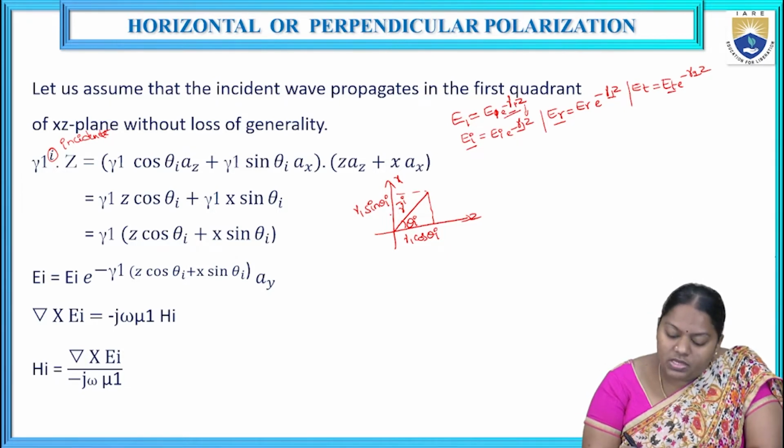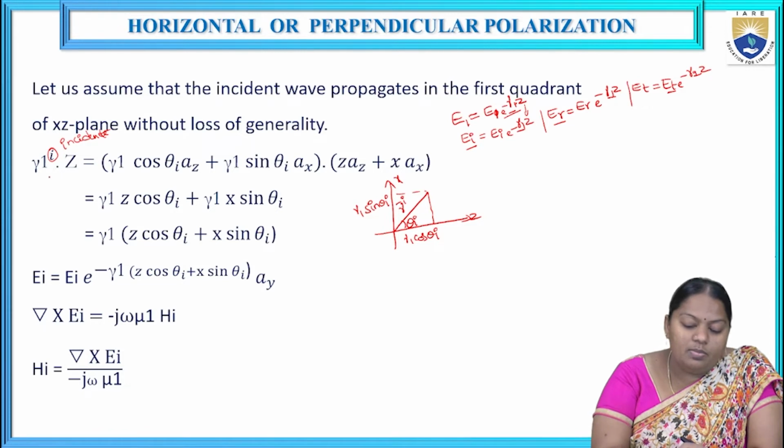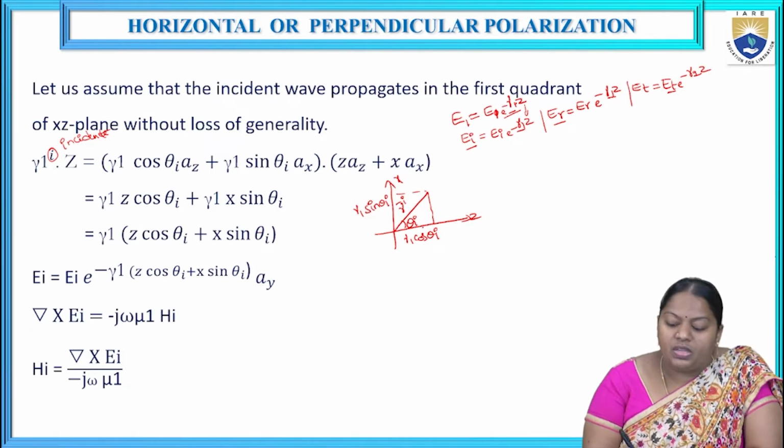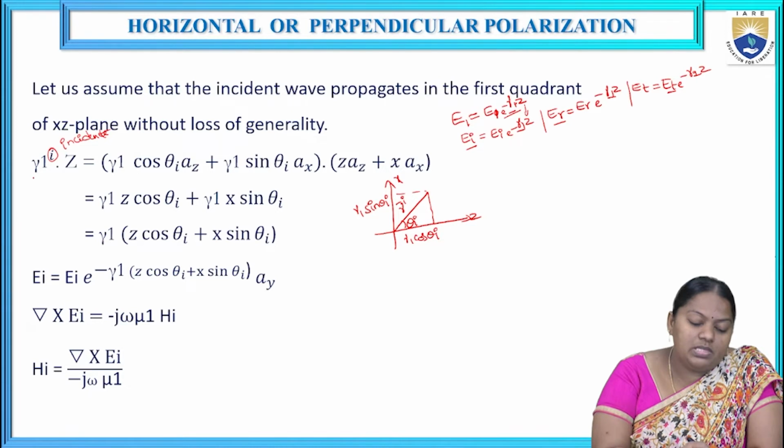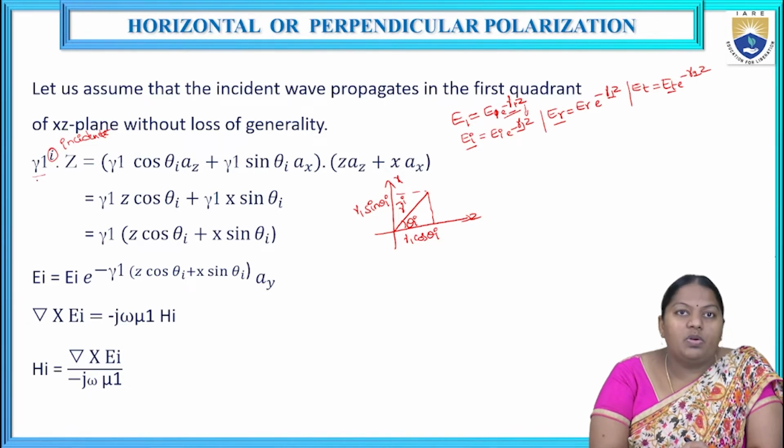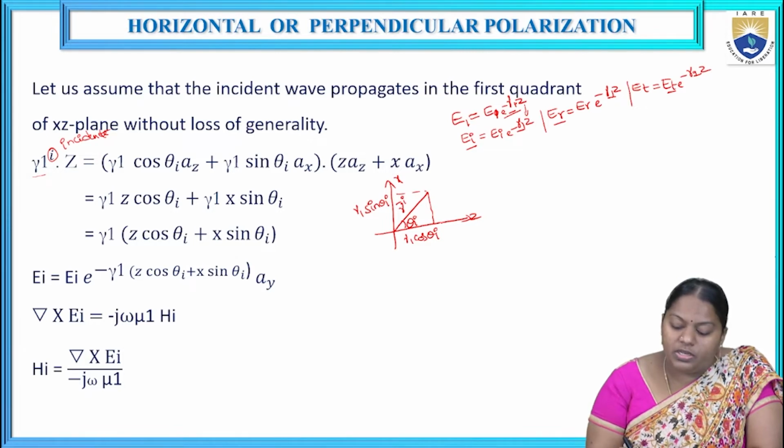Okay. Now from this, how are we going to write this equation for gamma 1? Because we are writing the equation for the medium 1 propagation constant. That's why it is represented with gamma 1. Generally, the propagation constant is represented with gamma, and for medium 1 we write it as gamma 1, where I is for the incident wave.